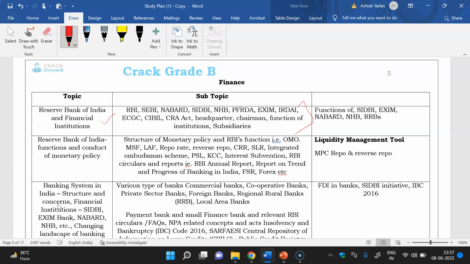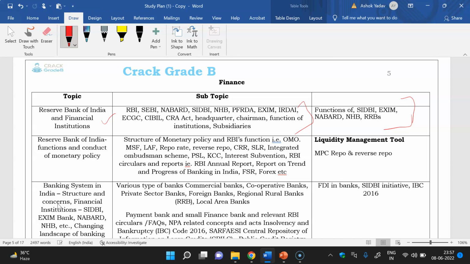These are important. Like last year in the descriptive paper they directly asked the functions of SEBI, SIDBI, NABARD, HFC and RRB. You have to write them. Next was the Reserve Bank of India Monetary Policy Committee related question, which they asked in the ESI part, so they can ask in the finance part also.